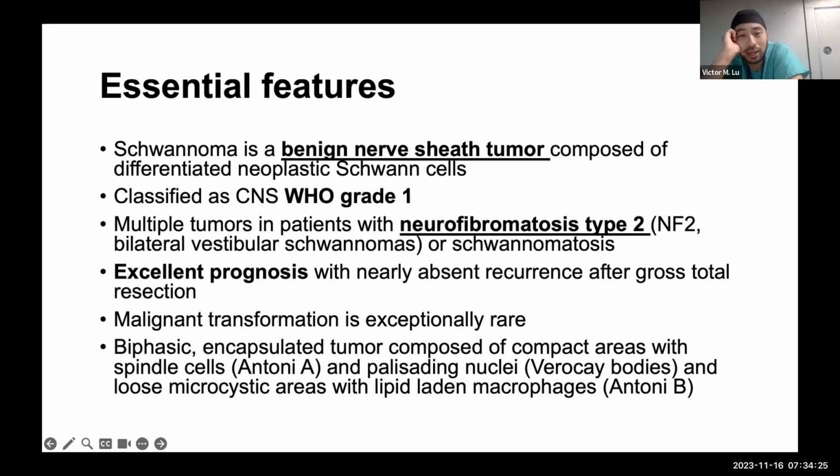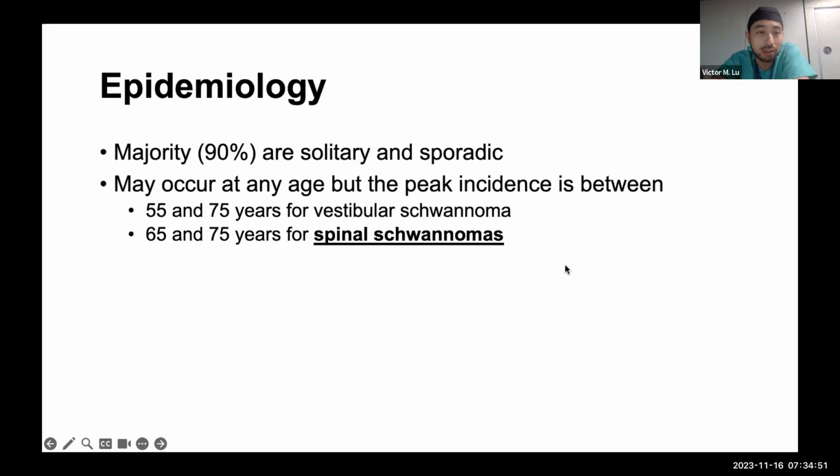But going over schwannomas, these are benign lesions, as Dr. Gultekin said, and typically classic with NF2 syndrome with an excellent prognosis after a surgical resection, with a rare malignant transformation. I guess the key words here are Antoni A, Antoni B. So that's loose and compact cells, as well as Verocay bodies for the boards.